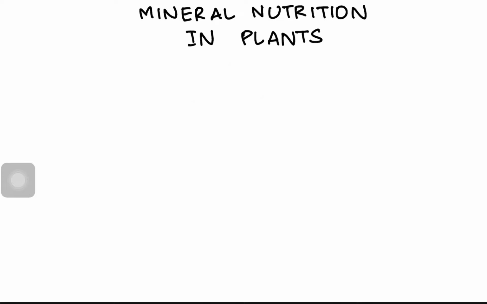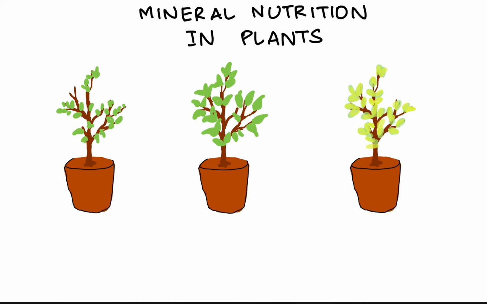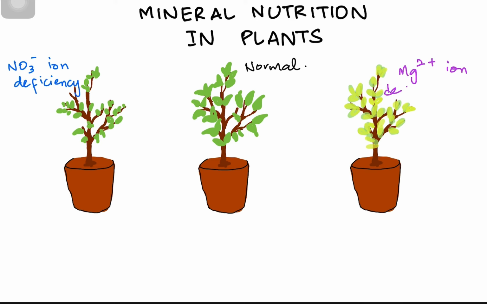Now we'll continue to talk about another topic which is very related, and that is mineral nutrition in plants. Now when we talk about them, we need to imagine 3 different kinds of plants. Imagine the first, which is the normal one here. It has proper green leaves with proper size and it has evidence of a good growth. On the left hand side you can see a plant which has nitrate ion deficiency. On the right side you can see the plant which has magnesium ion deficiency. So first spot the differences between a normal plant and a plant which has these ion deficiencies.